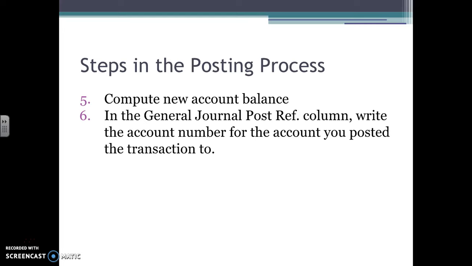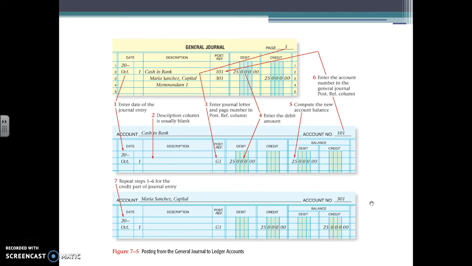Now, trying to picture this in your head might be a little bit hard to put all the pieces together, so we'll take a look at some examples to see how this all comes together. So here we have a transaction that took place on October 1st. Maria Sanchez Capital was credited for $25,000, Cash and Bank debited $25,000. There are 2 posts that need to take place for this transaction. We need to make a posting to Cash and Bank and a posting to Maria Sanchez Capital.